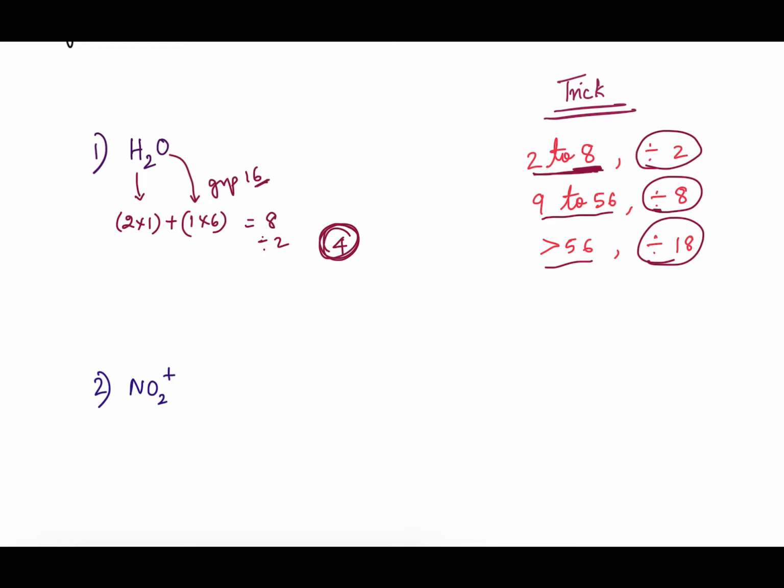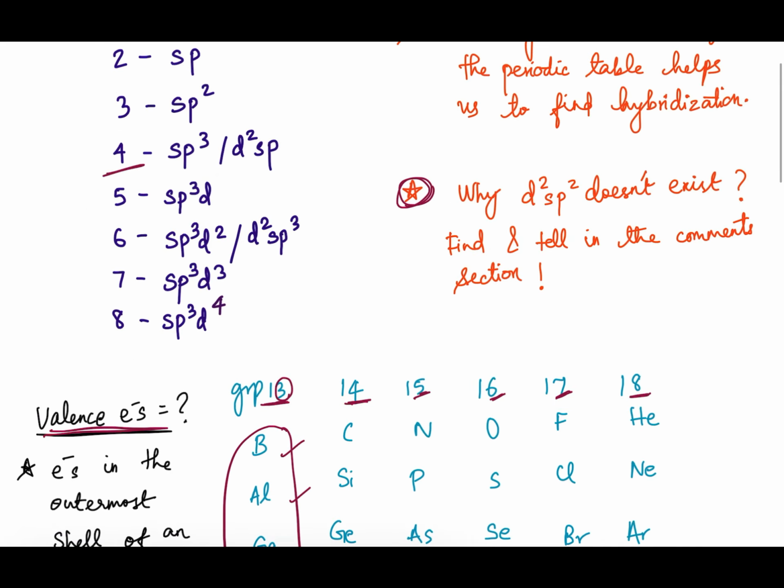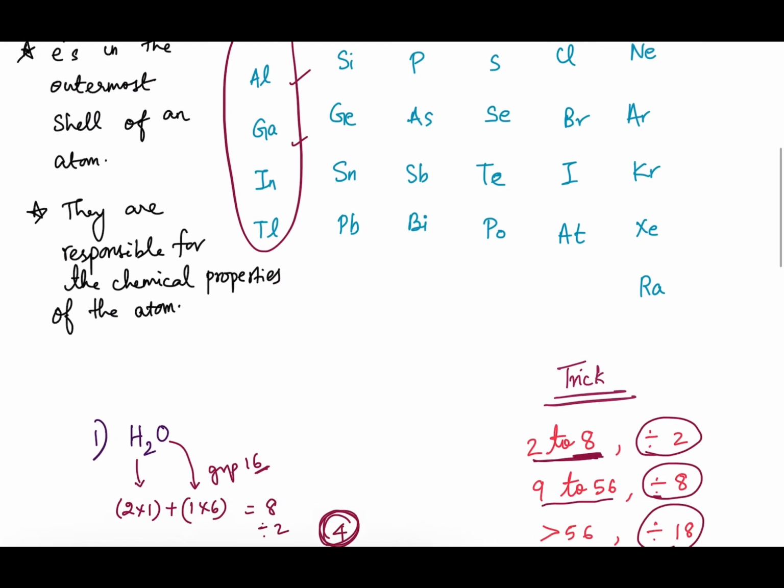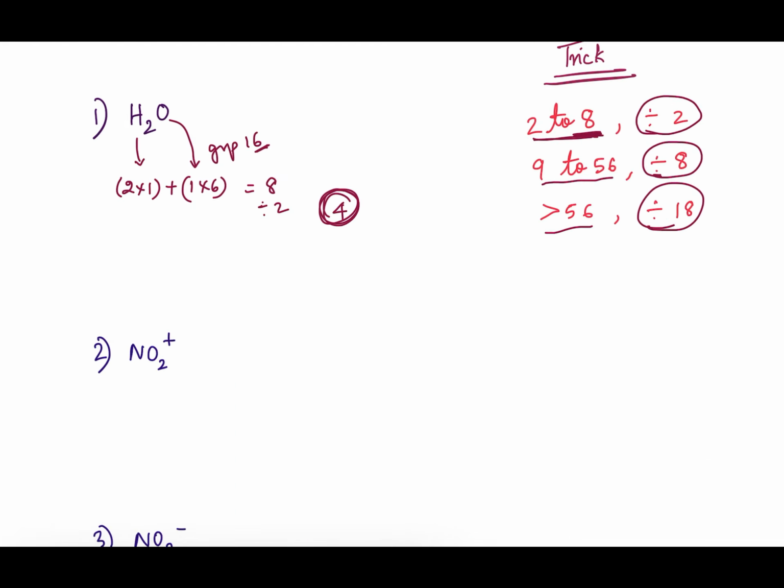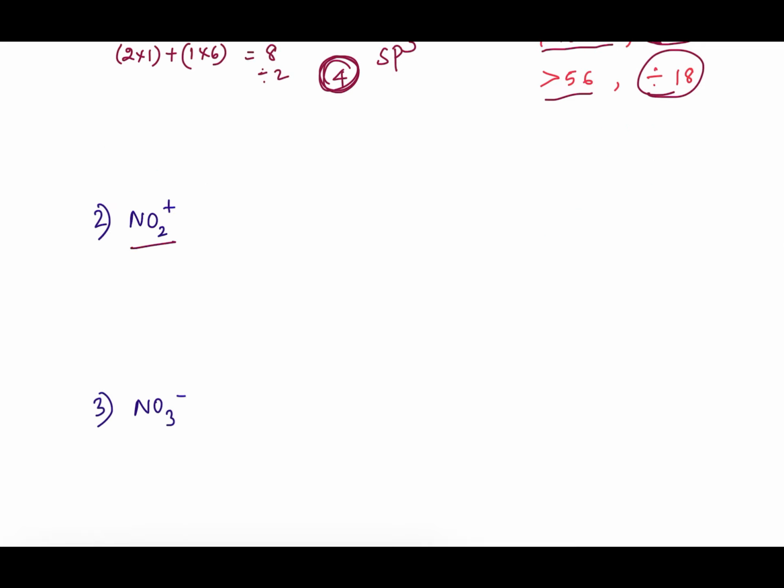Now this 8 is between 2 to 8, so you need to divide it by 2. 8 divided by 2 becomes 4. Now let's go to the table on the top and see the hybridization corresponding to the number 4. Here you can see it should be sp3 or d2sp. When you learn the topic coordination compounds, you will understand how to find d2sp and d2sp3. Now, in this case, it is sp3. So the hybridization of the H2O molecule is sp3. This is how you use the trick and find the hybridization.